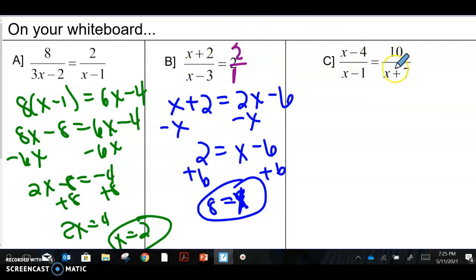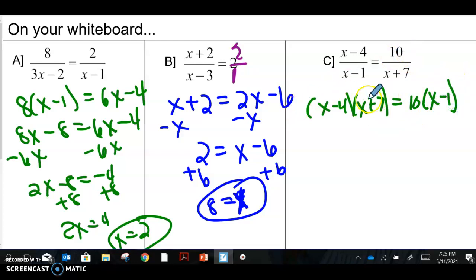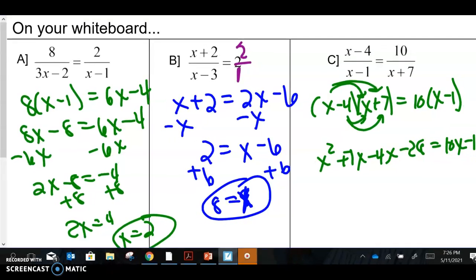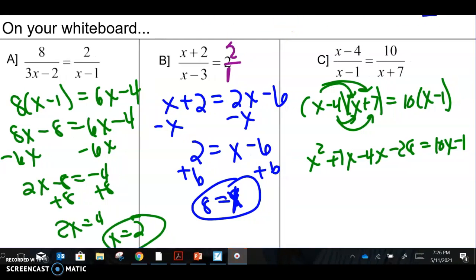Over here, I'm going to have some FOILing to do. I'm going to have to take x minus 4 times x plus 7, and then 10 times x minus 1. When I FOIL this, I get x squared plus 7x minus 4x minus 28 equals 10x minus 10. Okay, let me get that 10 written down. Okay, 7x minus 4x here is 3x.